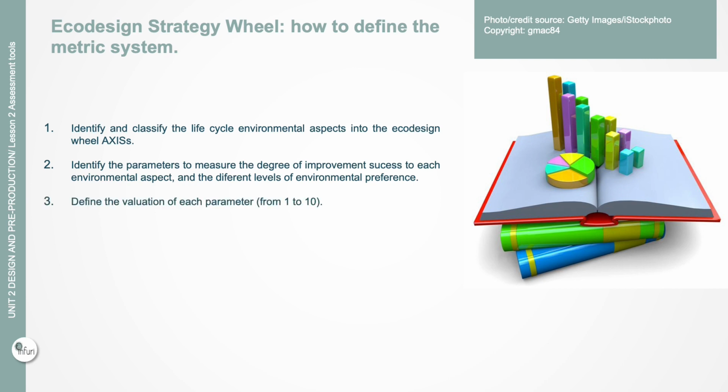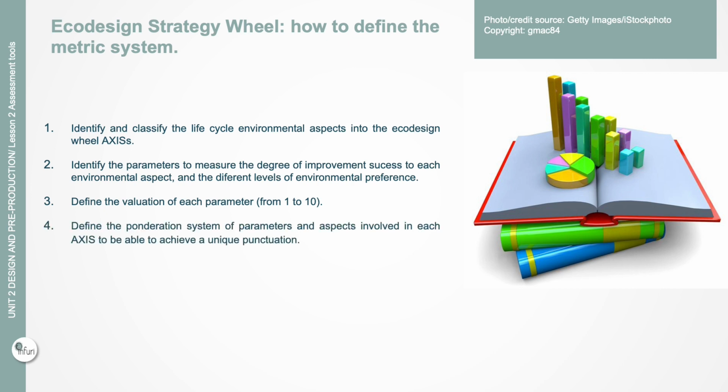Decide the direction of the scale from 1 to 10 points. Usually less points means less impact. Establish the value corresponding to each level of parameter preference. Sometimes a reference value will be necessary, for example a medium weight of this kind of products to measure the percent of mass reduction. Establish a ponderation system of the different parameters and aspects involved in each axis, relative importance, to be able to achieve a unique punctuation. It must be coherent with the strategy and goals.